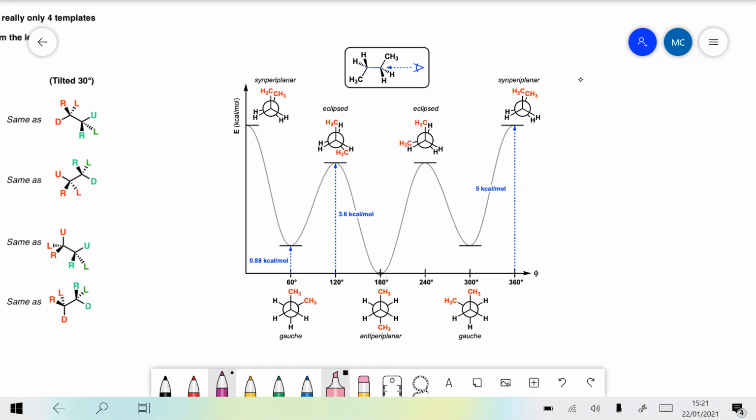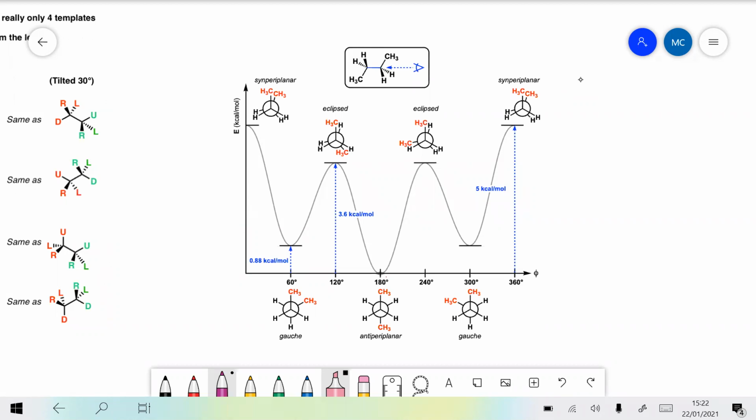Now, if I rotate another 60 degrees, I'm going to end up in another eclipsed form. But this time around, instead of having two methyl groups touching each other, I have a methyl group being hindered by a proton. Protons are smaller, therefore we will have less repulsion, there will be less electronic hindrance. And this, in fact, is lower in energy than when you have something which is syn-periplanar, or a complete eclipse of the two bulkiest groups.